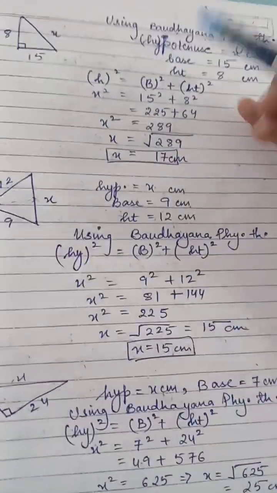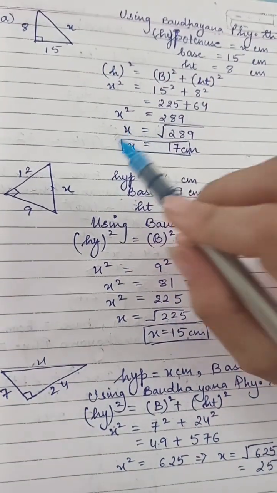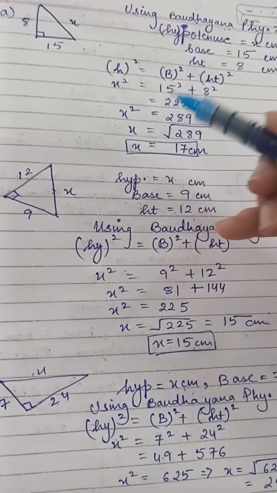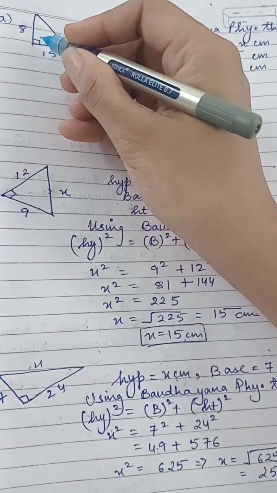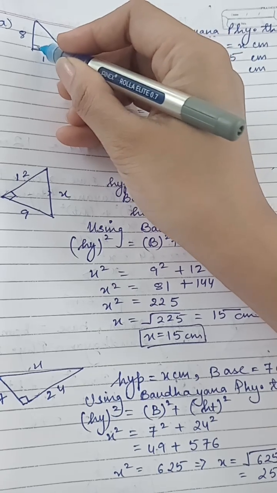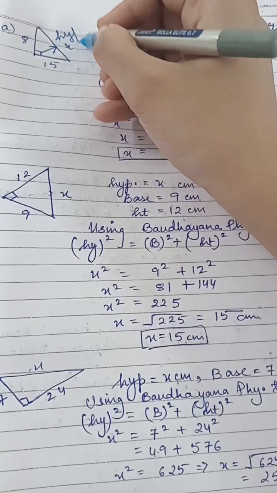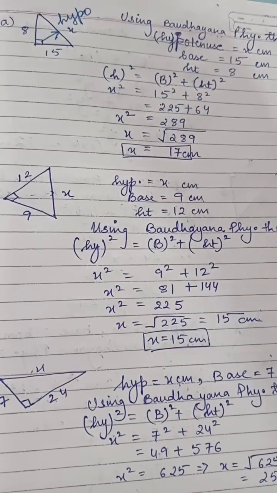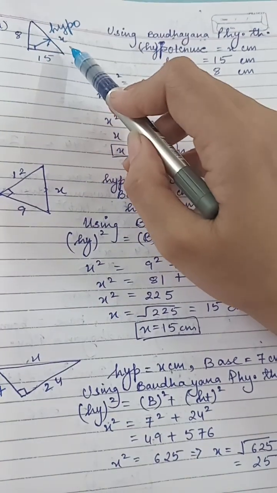That is the Pythagoras theorem. Using the Bodhayana-Pythagoras theorem, the first thing in a triangle we have to find is the hypotenuse, and it is always opposite to the right angle. The right angle is this, opposite to this will be this side, so it will be the hypotenuse. I have written the hypotenuse in this triangle as x.